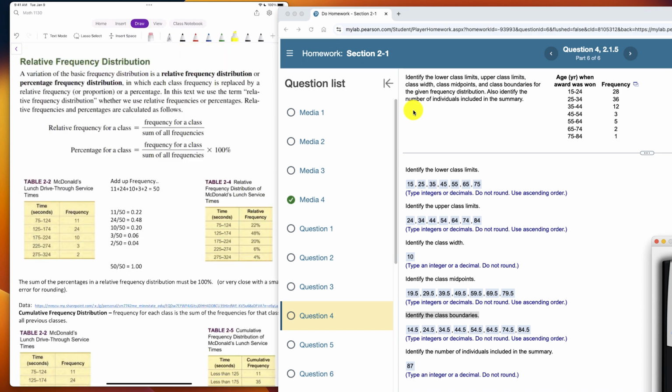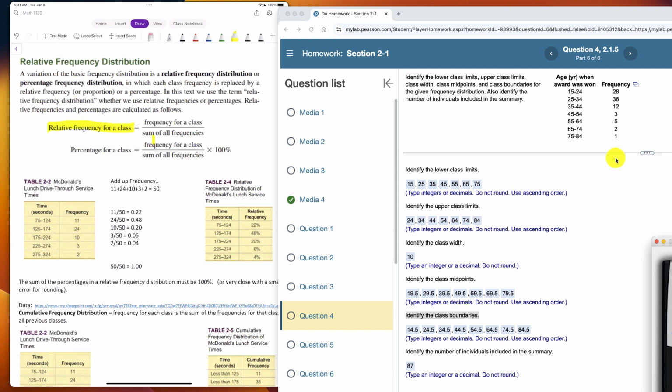Relative frequency distributions. So if we had a frequency, the relative frequency is basically the percentage frequency distribution. So you need to compute what percent is, for example, 28 in the 15 to 24 year olds. What is 36 in the 25 to 34 year olds? So you need the total to find what percentage 28 is. So we add them all up and then divide. So let's look at our example here.